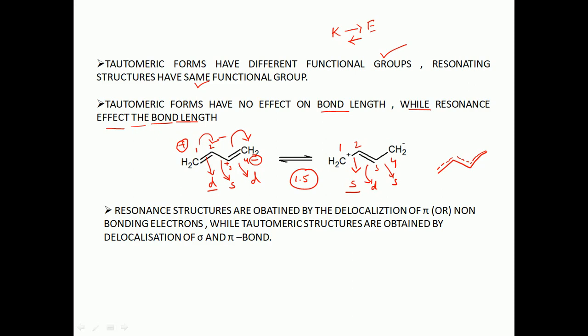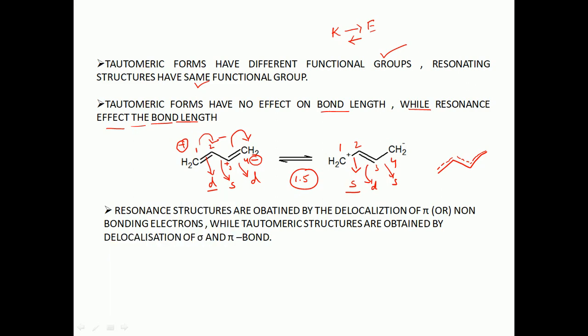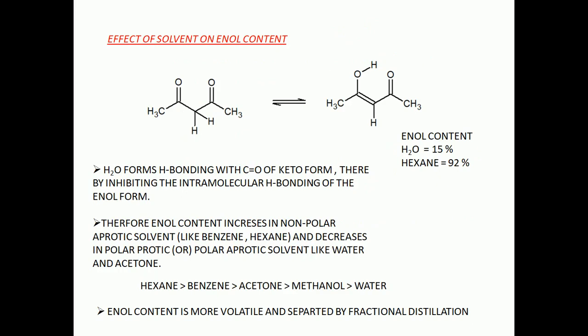Resonance structures are obtained by delocalization of pi and non-bonding electrons, while the tautomeric structures are obtained by delocalization of sigma and pi electrons. Effect of solvent on enol content.